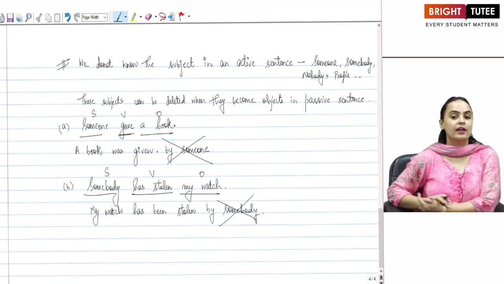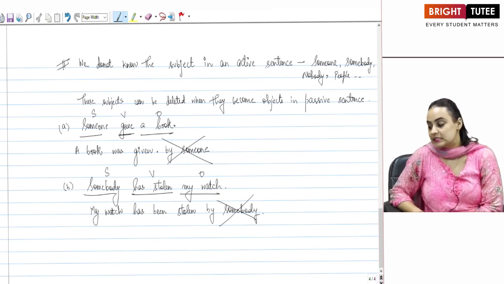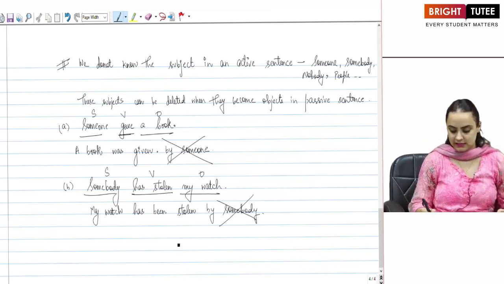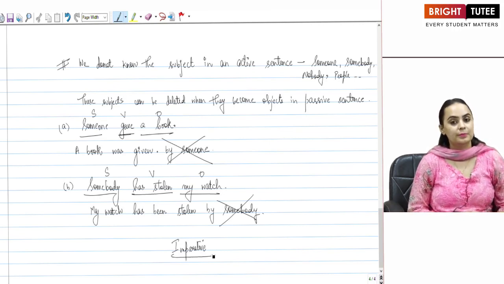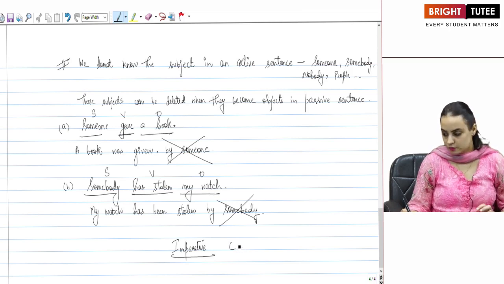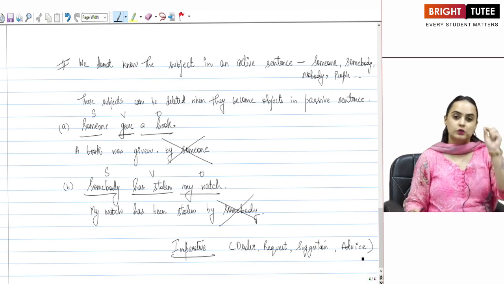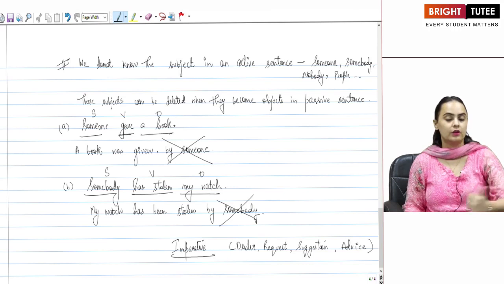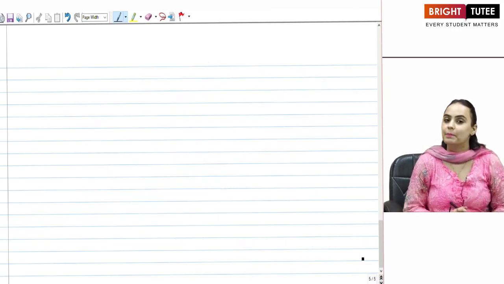Alright, dear students? Now, whatever rules we've discussed so far are about a simple assertive sentence, a simple statement. How do we change an active voice to a passive voice when the sentence is imperative in nature? Now, what are imperative sentences? Sentences with the help of which we are giving an order to someone, we are making a request to someone, we are giving a suggestion to someone, or we are giving an advice to someone. So, such sentences through which we give an order, we make a request, we give a suggestion or an advice, such sentences are called imperative sentences.